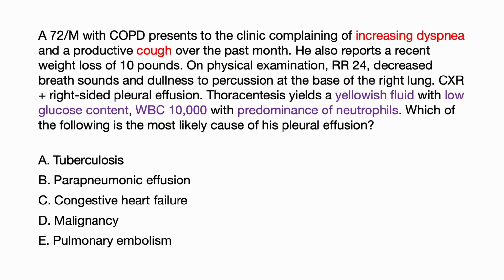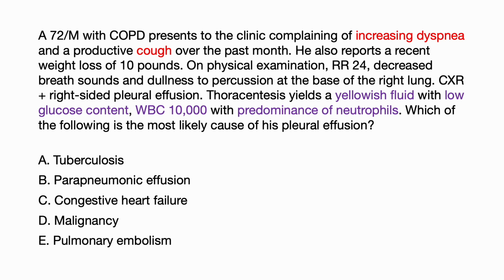A 72-year-old man with a history of COPD presents to the clinic complaining of increasing dyspnea and a productive cough over the past month. He also reports a recent weight loss of 10 pounds. On physical exam, he's tachypneic with a respiratory rate of 24. Auscultation of the chest reveals decreased breath sounds and dullness to percussion at the base of the right lung. A chest x-ray shows a right-sided pleural effusion. Thoracentesis yields a yellow fluid with low glucose content, WBC 10,000 with predominance of neutrophils.